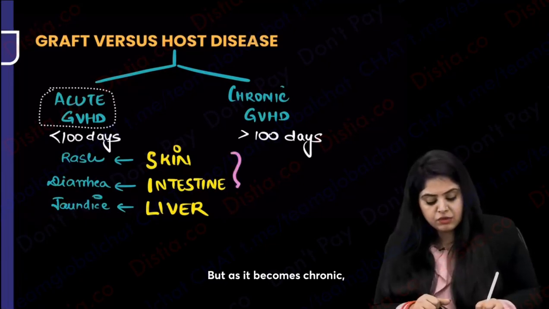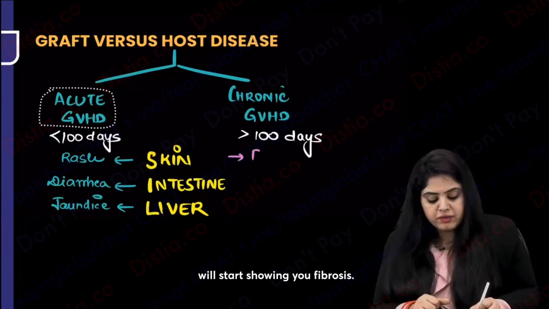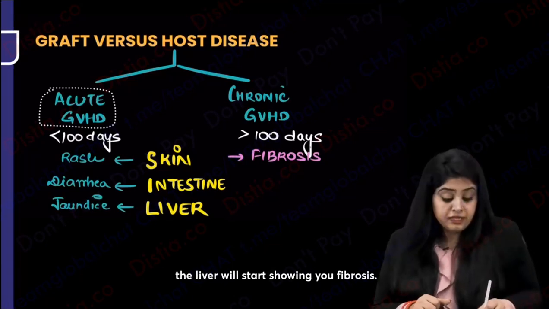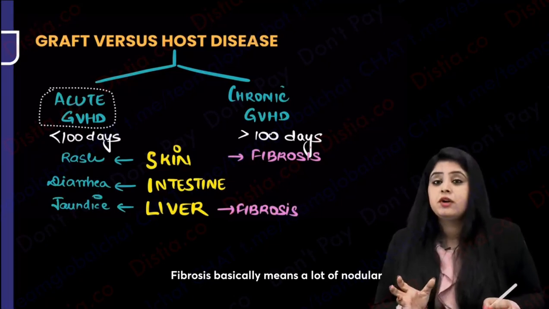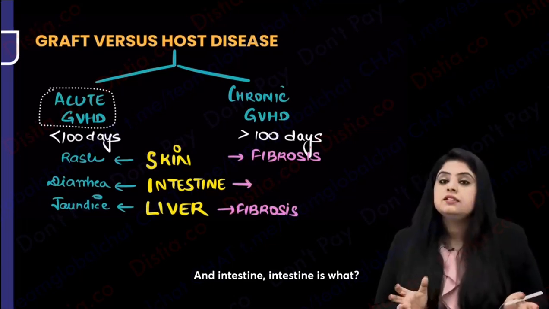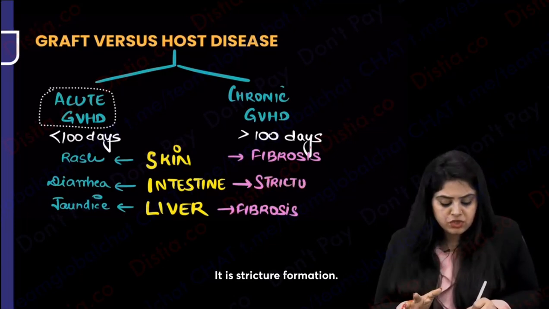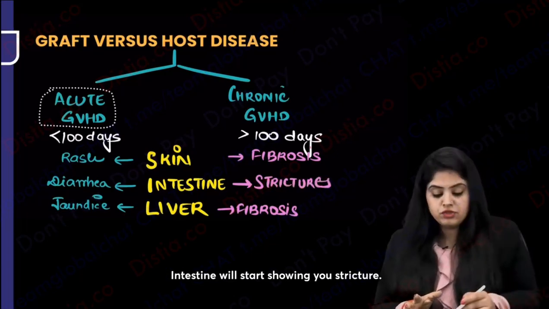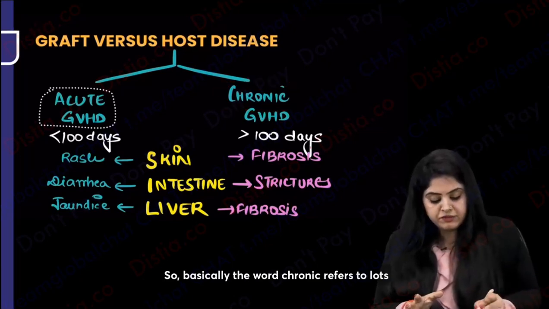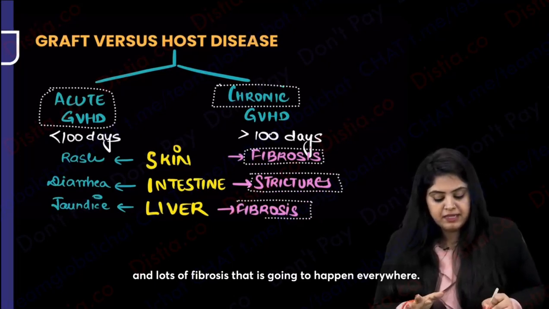But as it becomes chronic, you are going to see that the skin will start showing you fibrosis. The liver will start showing you fibrosis. Fibrosis basically means a lot of nodular cirrhosis wala thing will start. And the intestine is what? Fibrosis in the intestine is what, guys? It is stricture formation. The intestine will start showing you stricture. So basically the word chronic refers to lots and lots of fibrosis that is going to happen everywhere.